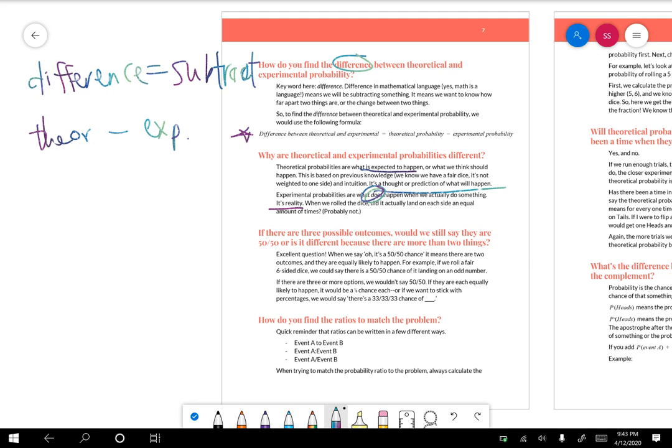Probably not. Okay. If there are three possible outcomes, will we still say that there's 50-50, or is it different because there are more than two things?